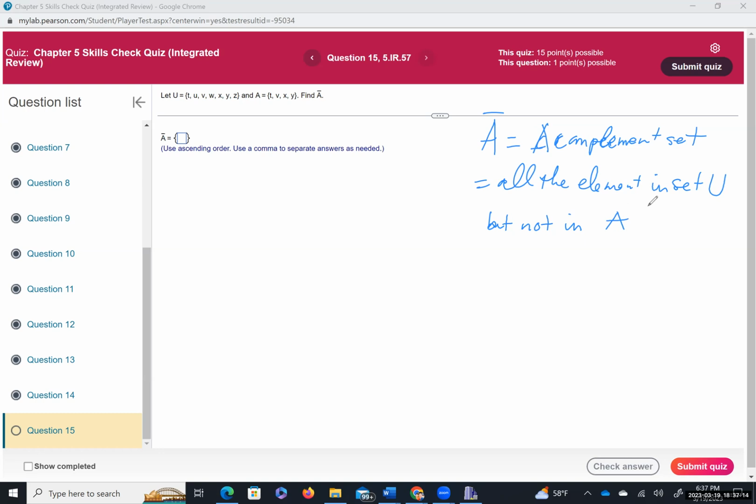So I have A as this set. I'm looking for the elements that are in U, but not in A. I see that in U I have T, and T is in A also, so I'm gonna take it away. U, do I have U in A? No. Okay, I keep that. V, I have V in A, so I get rid of V. W, no, so I keep that. X is in A, take away. Y, take away Y. Z, well, keep it, right?